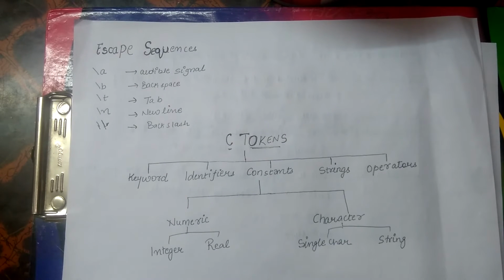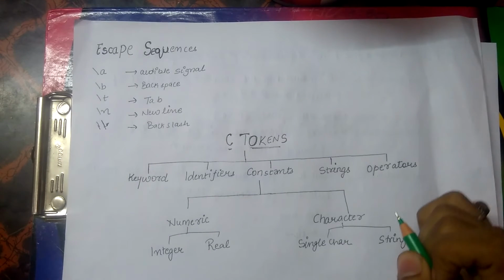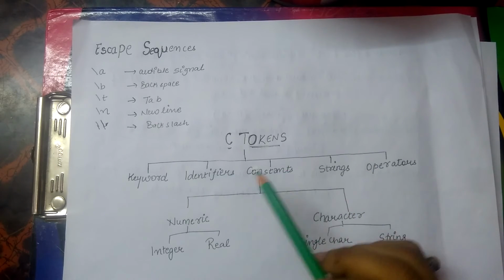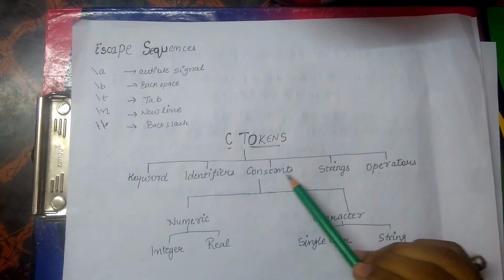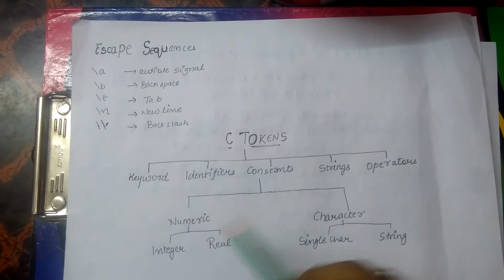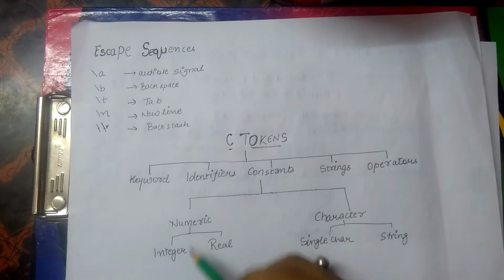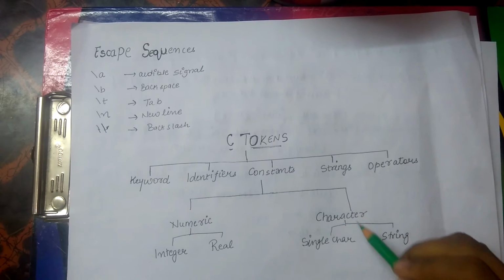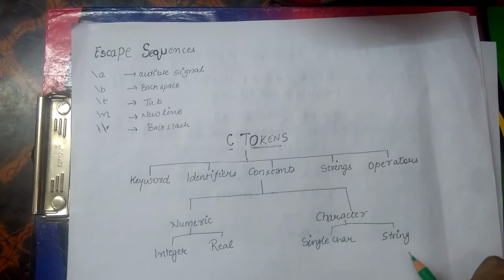Now discussing the next topic, that is C tokens. C tokens are divided into keywords, identifiers, constants, strings and operators. Constants are further divided into numeric or character. Numeric can be integer or real, and character can be single character or string.